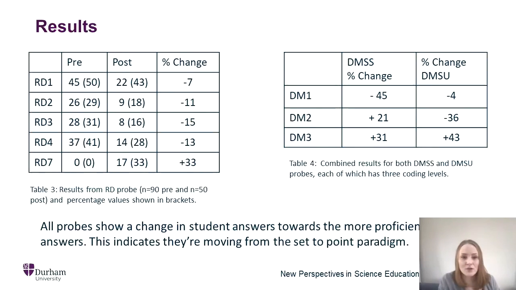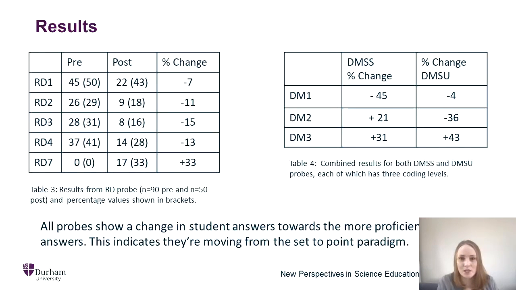So these are the raw numbers for our particular tests. In table 3 we've got our repeated distance, our RD probe. We can see the percentage change where we go from R1 to 2 to 3 to 4 to 7. Our numbers go down and we get a much greater increase in our RD7, our highest level of sophistication. No students actually mentioned this in the pre-test at all, but we had 33% mentioning it in the post-test, which is great.